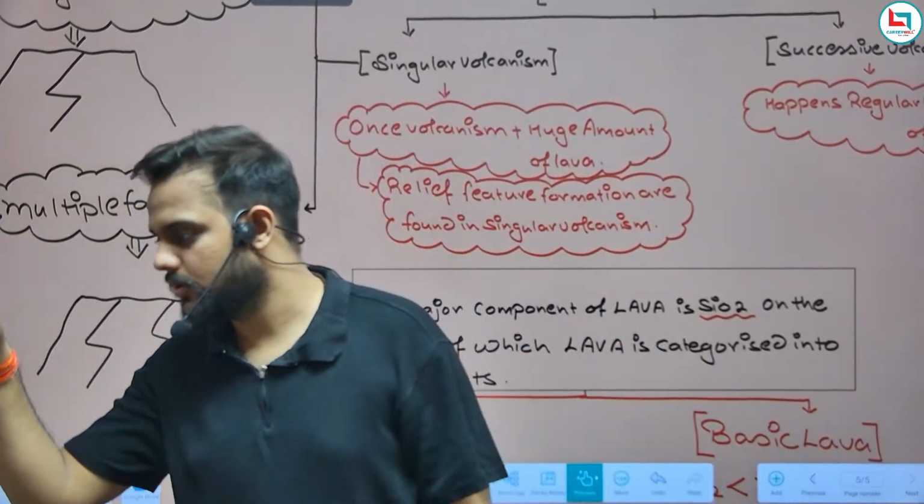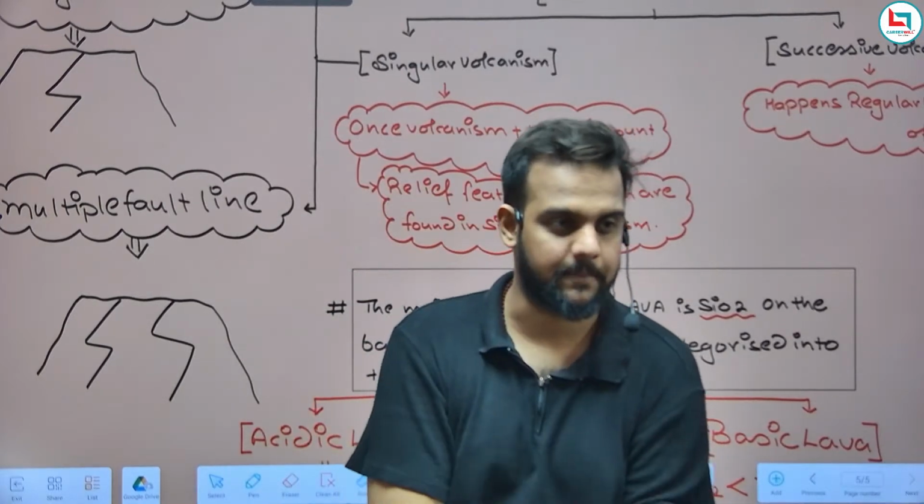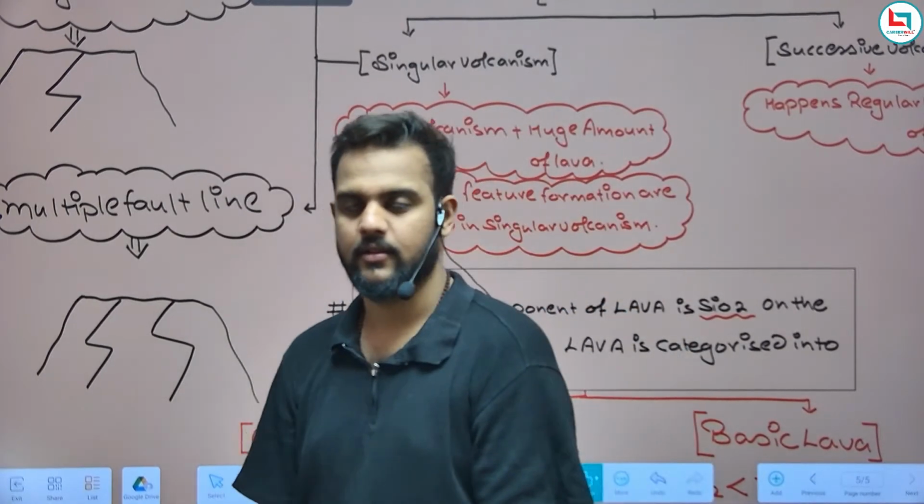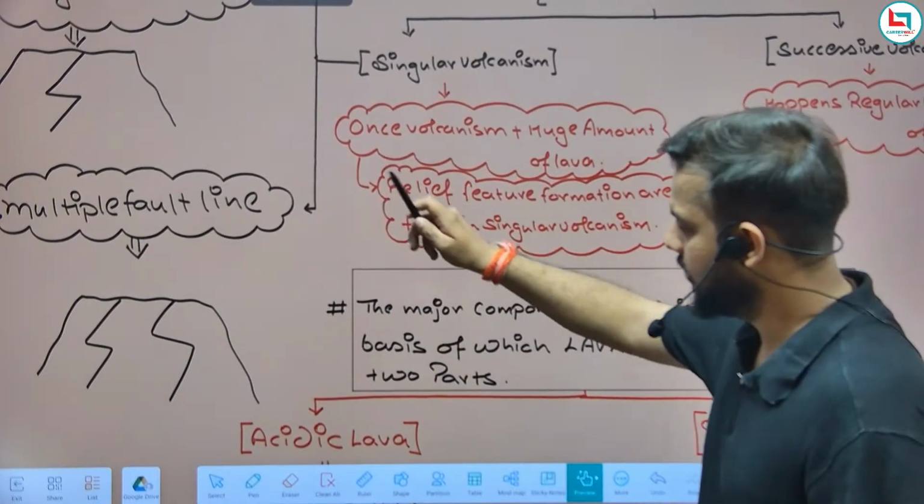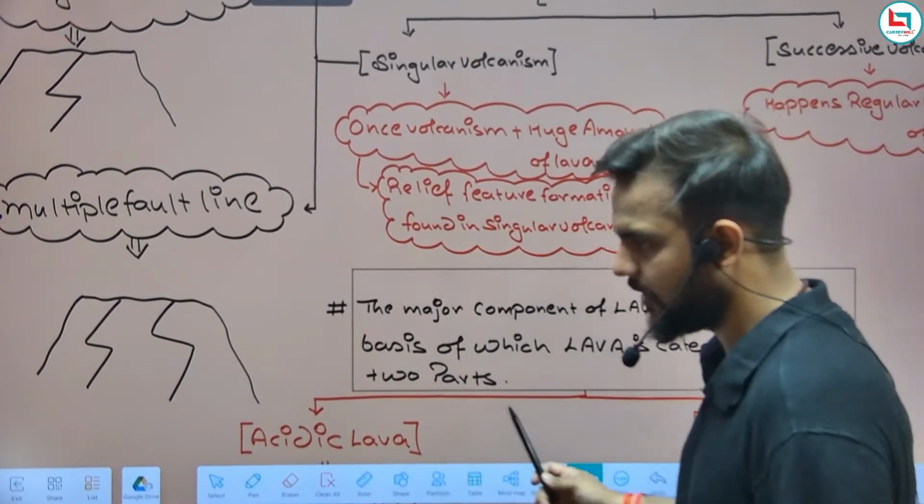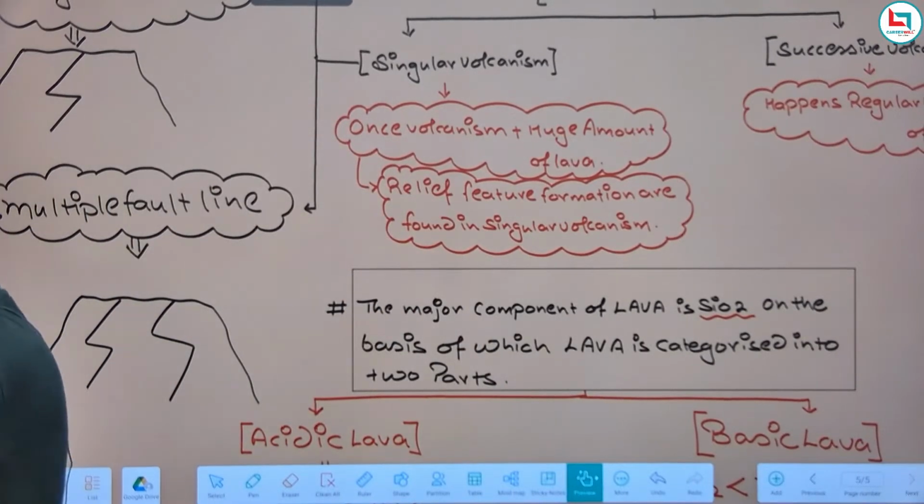Do let me know in the comment section. Come on, everyone. Come on, buddy. Just tell me the 4 different cases. Do the permutation and combination: singular fault line, multiple fault line, acidic lava and basic lava. Combine this and give me the four different results out of this.